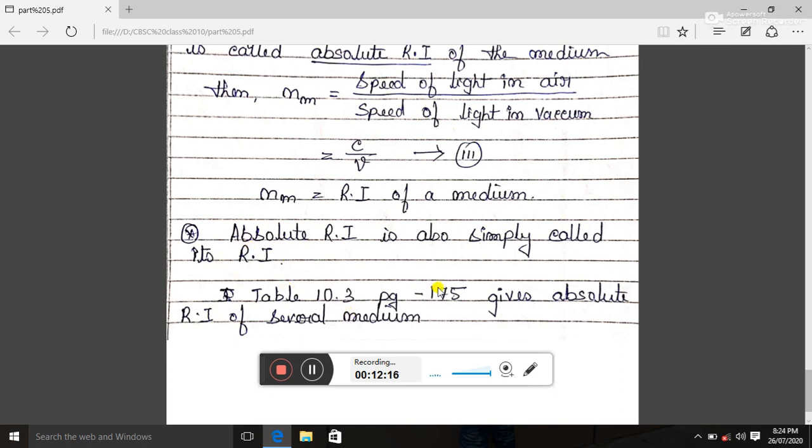In your book, on page 175, in table number 10.3, several values of absolute refractive index are given. So please go through those values.